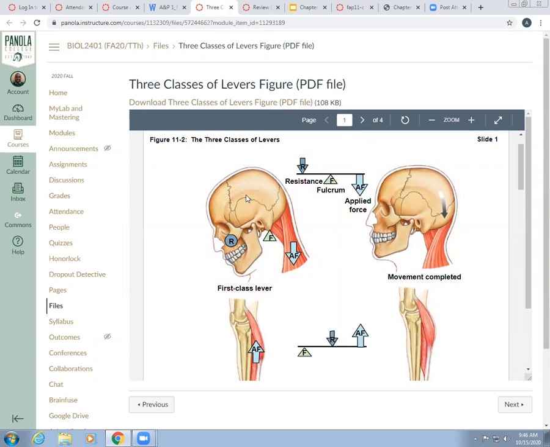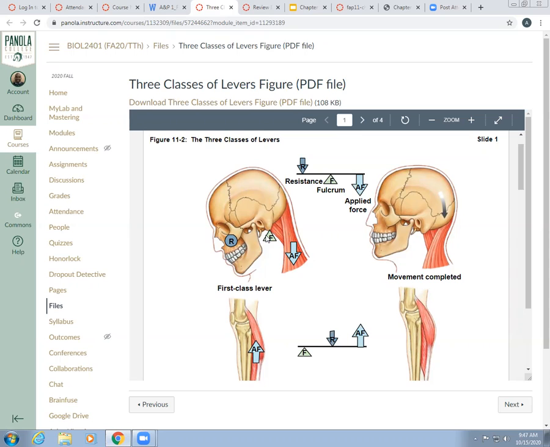So there's your first class lever. Here's your fulcrum, kind of the base of your neck, back of your neck rather. Resistance, okay, think of it as like pulling the front of your face down. That's your applied force, okay. You're also, in a sense, trying to move the muscle so that your head goes down. So your fulcrum is in the middle.